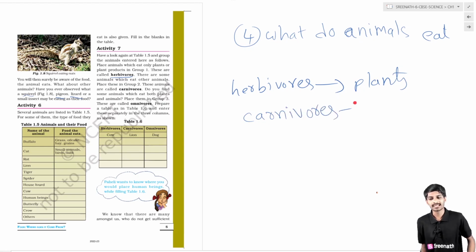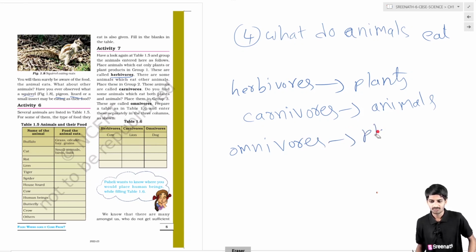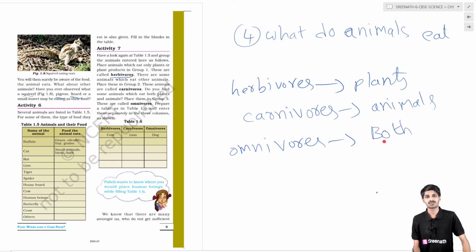Animals which eat only animals are called carnivores. Then what are omnivores? Animals which eat both plants and animals are called omnivores. Basically, man is an omnivore. Why? Man eats plants and man eats animals.